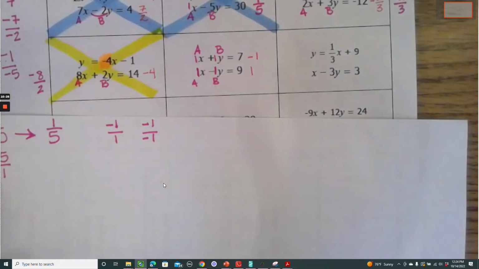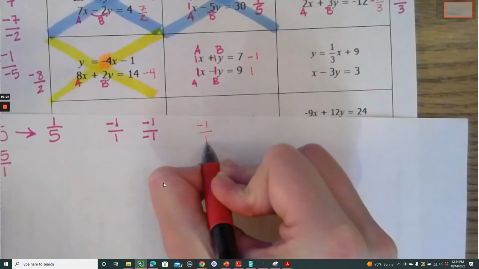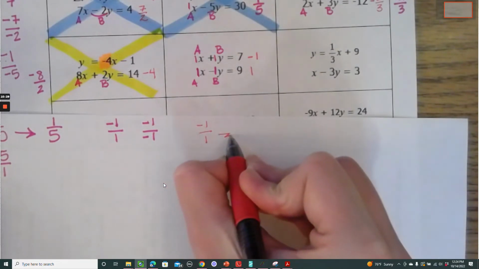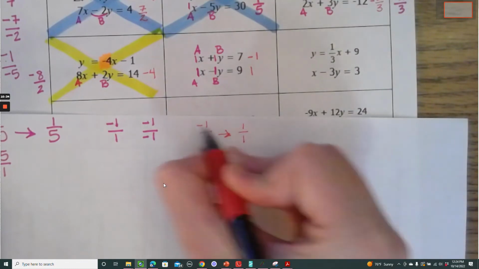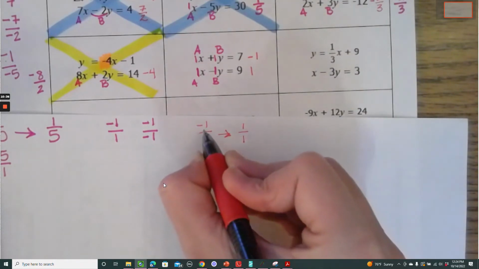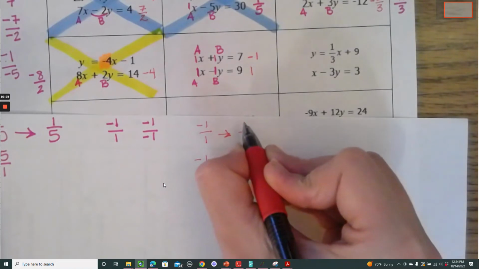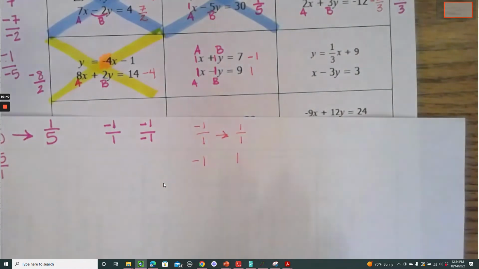They are. Negative 1 over 1. If I flip it, I get 1 over 1. Opposite of a negative is a positive. Negative 1 over 1 is a negative 1. 1 over 1 is a 1. You're confusing me with all these ones.